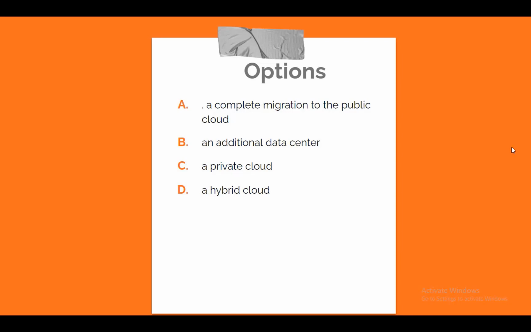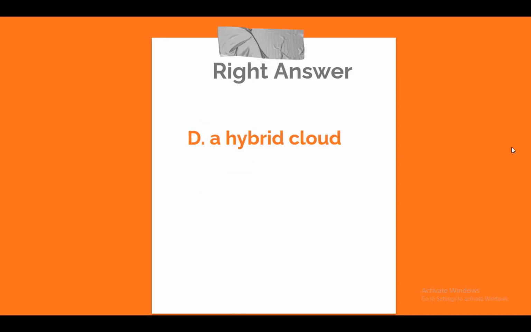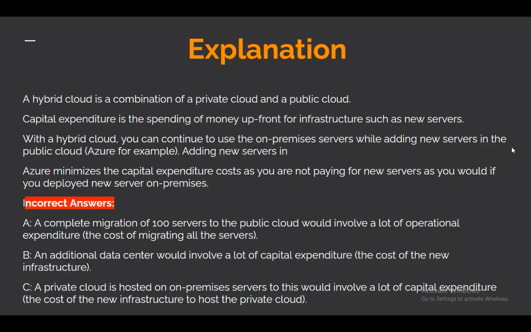Option A. A complete migration to the public cloud. Option B. An additional data center. Option C. A private cloud. Option D. A hybrid cloud. And the correct answer is option D. A hybrid cloud. Section. Describe cloud concepts.